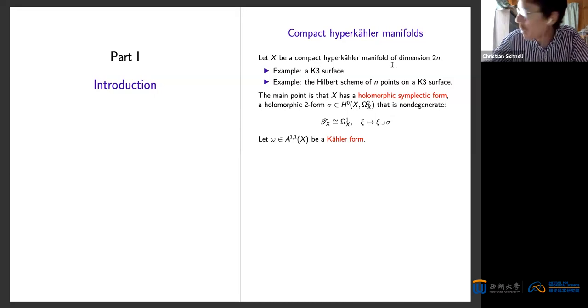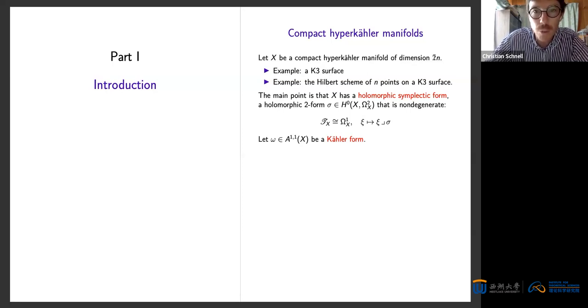A hyperkähler manifold always has even dimension, so I'll say that the dimension is 2n. There are not very many examples of these things. They basically all come from K3 surfaces or abelian surfaces. The typical example is a K3 surface, a 2-dimensional compact hyperkähler manifold, and then you can make 2n-dimensional examples out of it by taking a Hilbert scheme of n points in the K3 surface. This is a compactification of the space of n distinct points on the K3 surface that has dimension 2n.